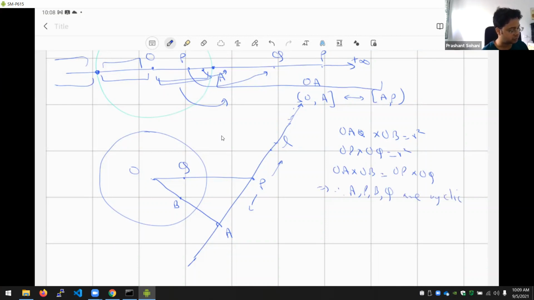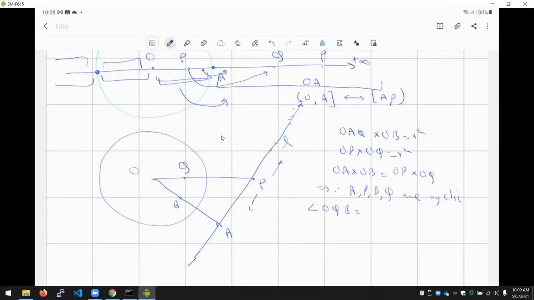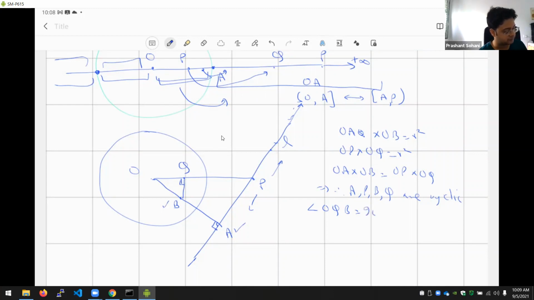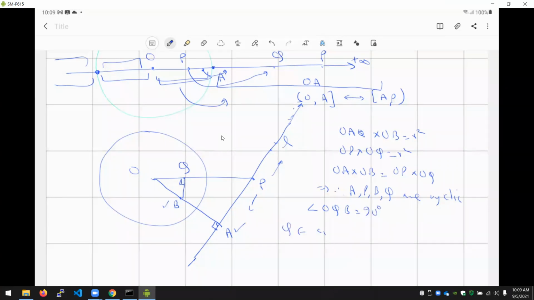And if that is the case, what about angle OQB? It is 90 degrees, because if this is 90, then this is also 90. So then what is the locus of point Q now? Because see, if the line is fixed, then point A is fixed and point B is also fixed. So where does point Q lie? Circle with diameter OB.